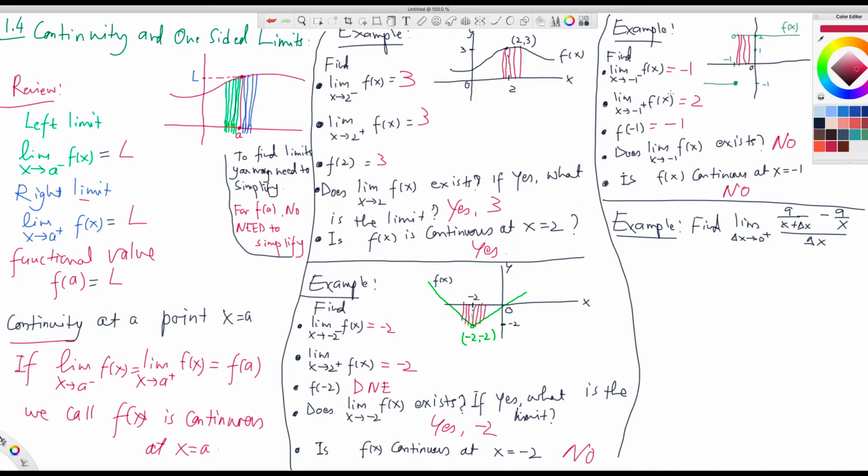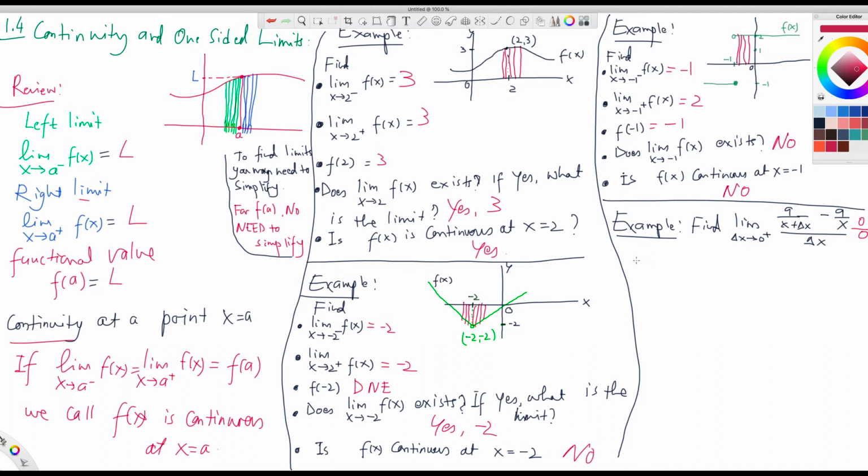Okay. Now let us do one more example on how to find the right limit here. So again, to find the limit, you need to simplify first. If you plug in right away, you will get 9/x minus 9/x, that is 0 over 0. So that's not the answer. So we need to simplify first. So what you do is make the same denominator on the top, or combine these two fractions.